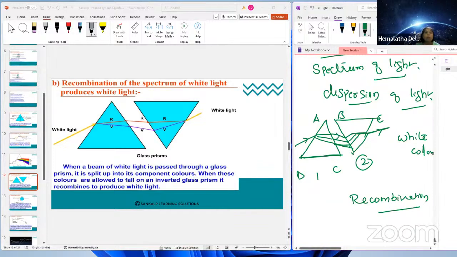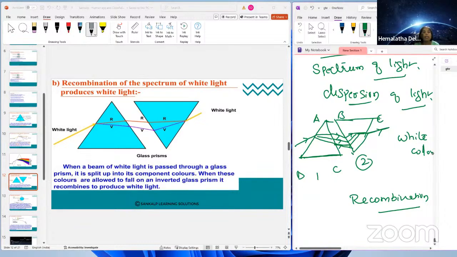This recombination of the 7 colors again takes place in the second prism. This is the observation made by Newton. That's why we can't see the different colors when you view sunlight. The combination of two prisms acts as one parallel beam, like a parallel glass plate.